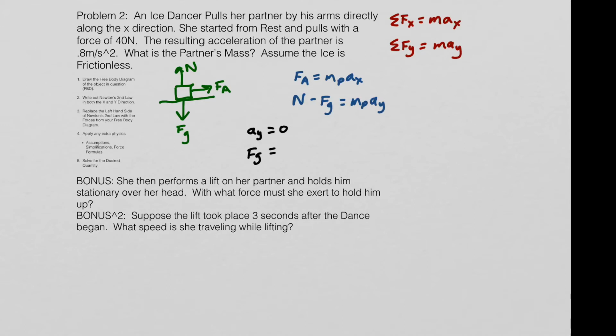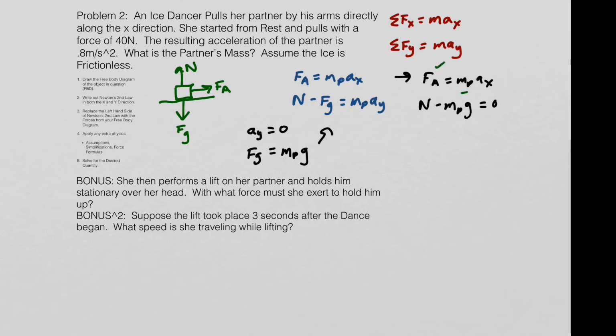And the force of gravity for this partner is going to be the weight, which is mass of partner times g. And so we can now plug these into the appropriate equations, and we see that this one becomes just a rewrite, and the next one, much like the problem we did earlier, gives us a very similar looking equation. Now we can solve for the desired quantity. The desired quantity in this case happens to be the mass of the partner.